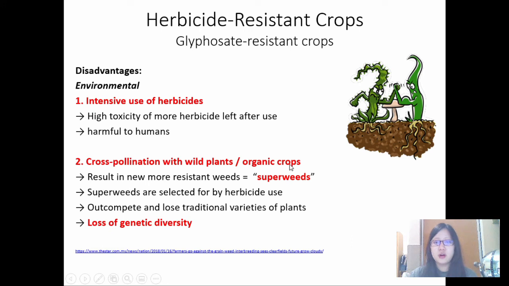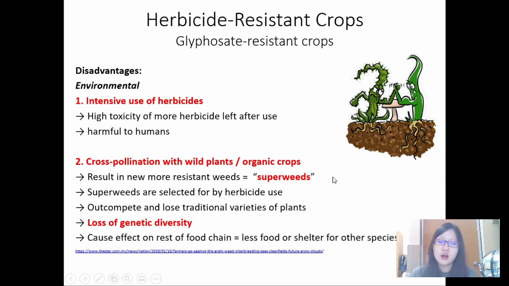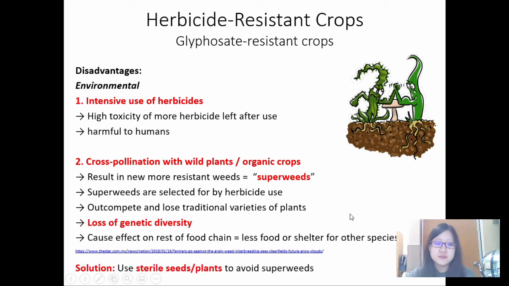How about organic crops? Now, organic crops are supposed to be organic and supposed to be non-GM. So if you cross-pollinate with the organic crop, this may be contamination of the organic crop and therefore might cost the farmers some money. You cannot use that anymore. You cannot call it organic anymore now. That sucks. Now, loss of genetic diversity, so back to wild plants, can cause effects on the rest of the food chain, aka less food or shelter for other species.